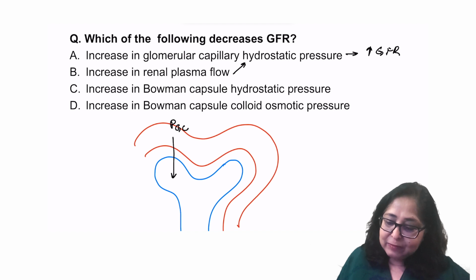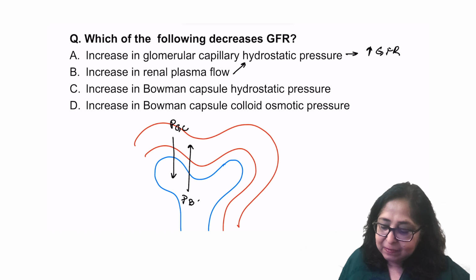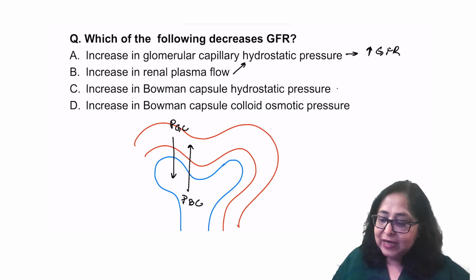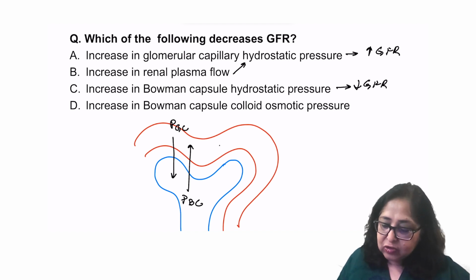Increase in Bowman's capsule hydrostatic pressure. Bowman's capsule hydrostatic pressure, or PBC, is a force opposing filtration. So increase in this pressure will decrease GFR. Increase in Bowman colloid osmotic pressure.